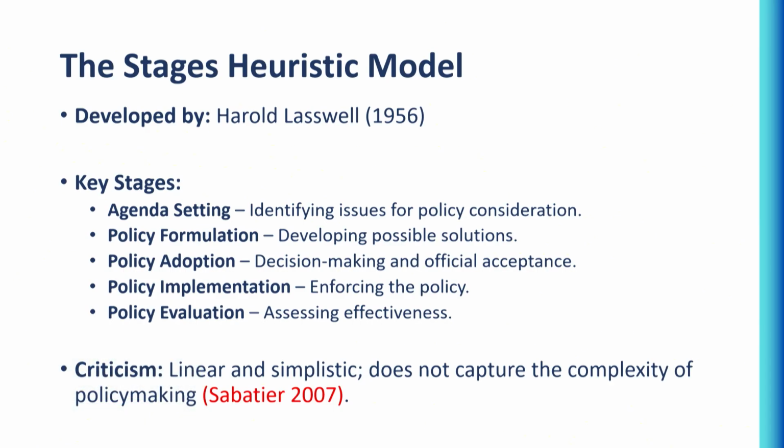Stages heuristic, one of the most simplistic models. It says there are clear stages: agenda setting, policy formulation, policy adoption, and evaluation. But there is a criticism. People say it's very linear. It shows as if one thing will happen and then it will lead to the next thing, but it does not capture the complexity of policy making. No doubt, this still gives us a broader framework in terms of thinking of different stages of the policy cycle.